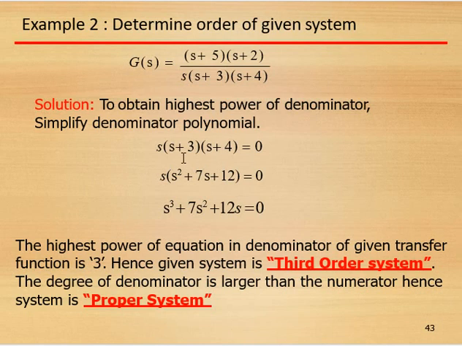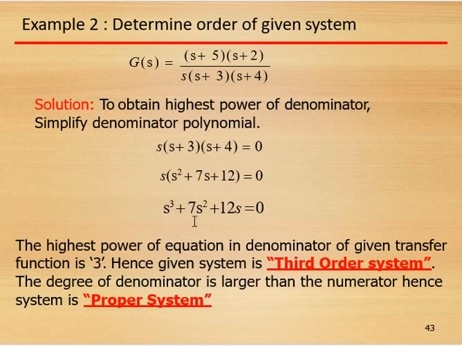If you multiply this bracket with this bracket, s into s is s^2, then s into 4 is 4s, then 3 into s is 3s. So 4s and 3s becomes 7s, and 3 into 4 is 12. Again if you multiply inside, s into s^2 is s^3, plus 7s^2 plus 12s is equal to 0. Now this is the final equation.